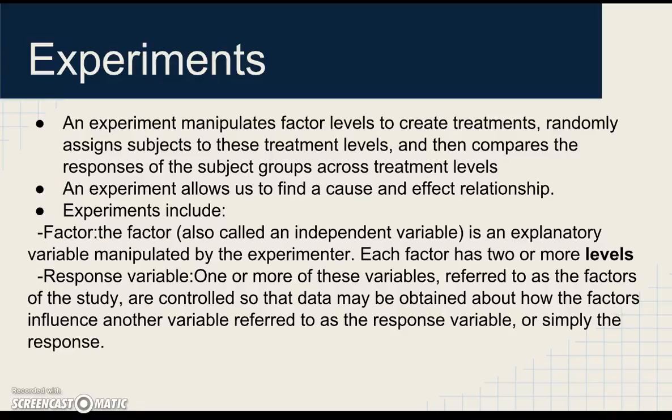Experiments include the factor. The factor, also called an independent variable, is an explanatory variable manipulated by the experimenter. Each factor has 2 or more levels. And the response variable. One or more of these variables, referred to as the factors of the study, are controlled so that data may be obtained about how the factor influenced another variable, referred to as the response variable, or simply the response.